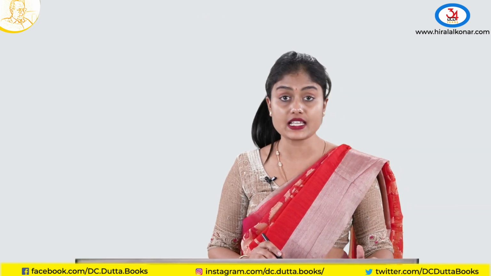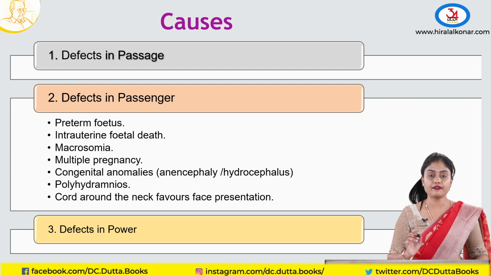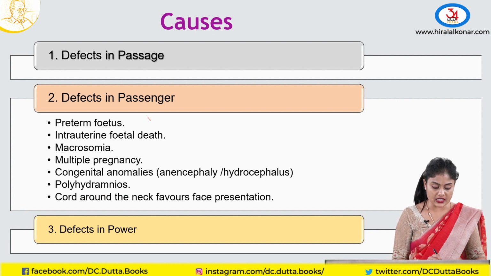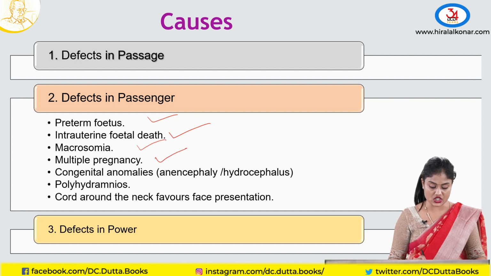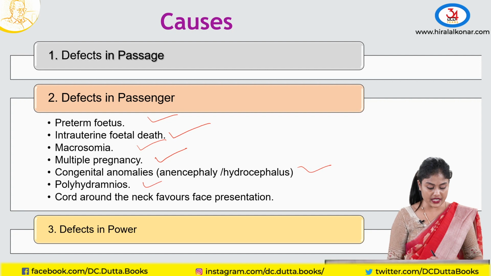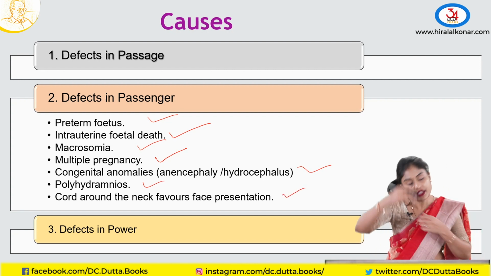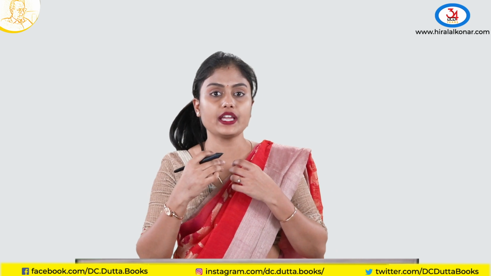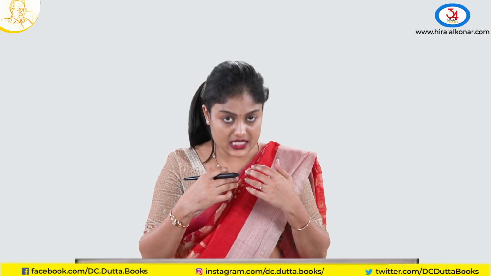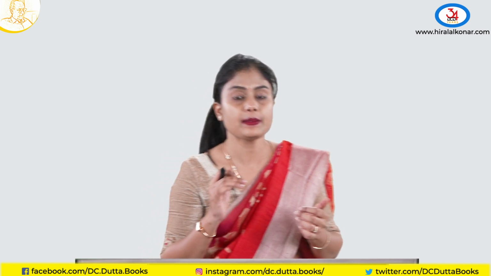Coming to the defects in passenger, they are preterm fetus, intrauterine fetal death, macrosomia, multiple pregnancy, congenital anomalies, polyhydramnios and cord around the neck. As we already told, if there are too many cord loops around the neck, then the head will not get flexed, the head has to be extended and face becomes the presenting part.